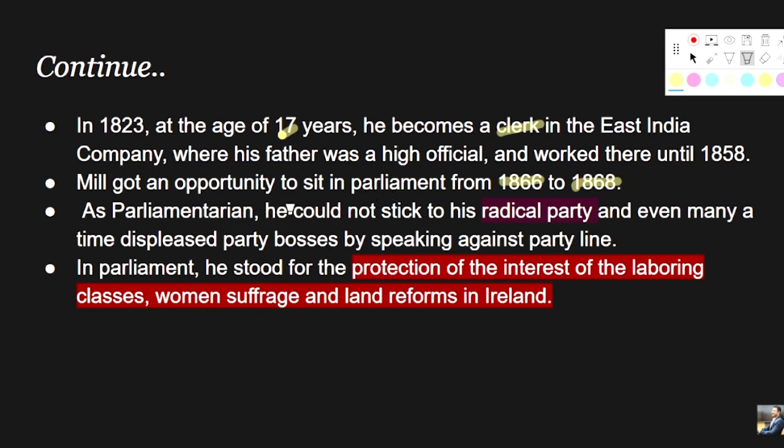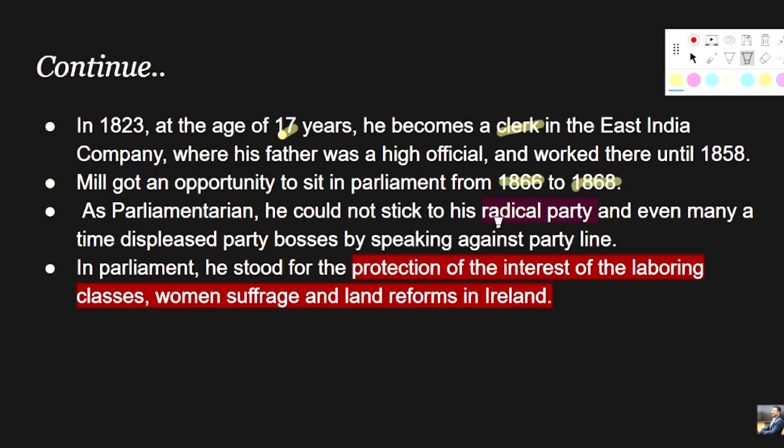As a parliamentarian, he could not stick to his radical party, and many a time displeased party bosses by speaking against the party line. He never conformed to the ideas which were a baseline for the radical party to which he belonged, right? Sometimes he had a contrary perspective, against ideas which did not align with the line of ideas propounded by the radical party.